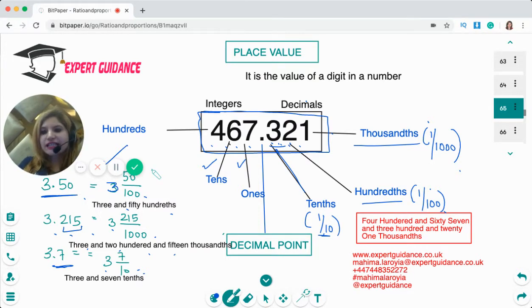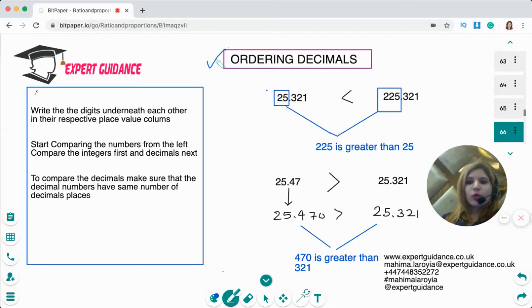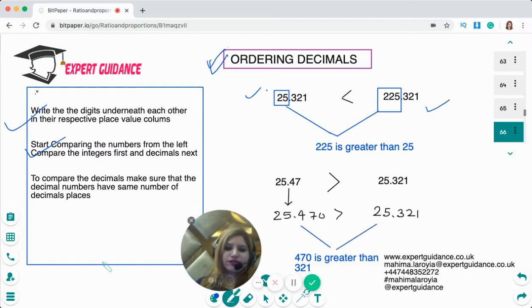The digit next to the decimal point has the place value of tenths. You need to know this place value while ordering and adding, to make sure that the digits are in the same place values. Now let's see how you order decimals. First write the digits underneath each other in their respective place value columns, and then start comparing from the left. First compare the integers and then compare the decimals. Or you can write them side by side and compare the integers first; whichever integer is bigger, that decimal number will be the bigger number. But if the integers are the same, make sure both decimal numbers have the same number of decimal places. If any has fewer digits, add a zero to make them equal and then start comparing from the left.